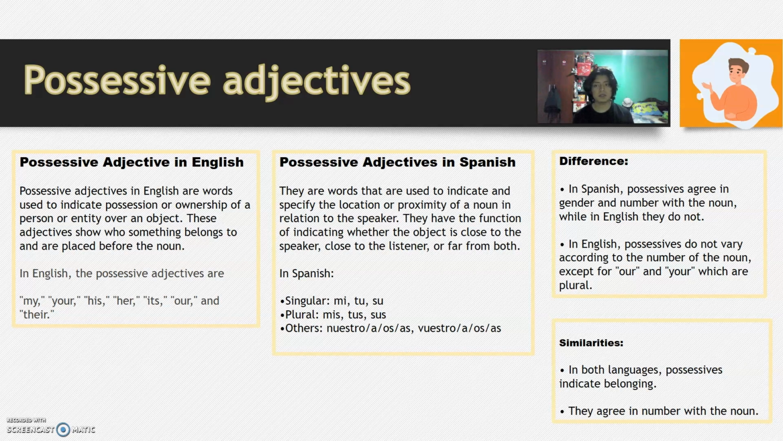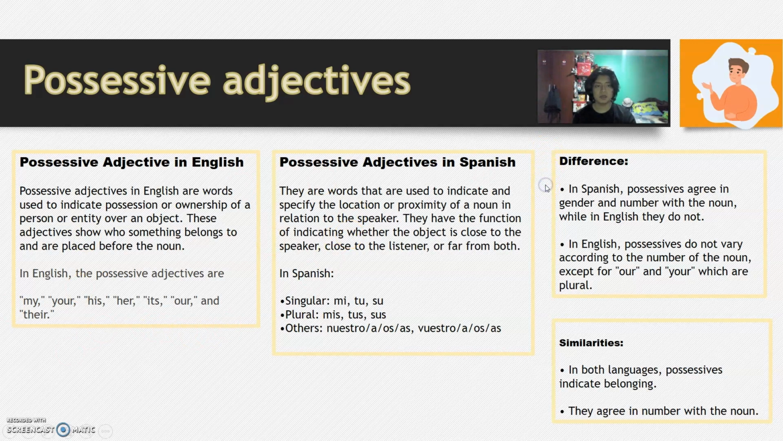The difference in this part is that in Spanish possessives agree in gender and number with the noun, while in English they do not. And in English possessives do not vary according to the number of the noun, except for our and your, which are plural. And the similarities are that in both languages possessives indicate belonging, and they agree in number with the noun.